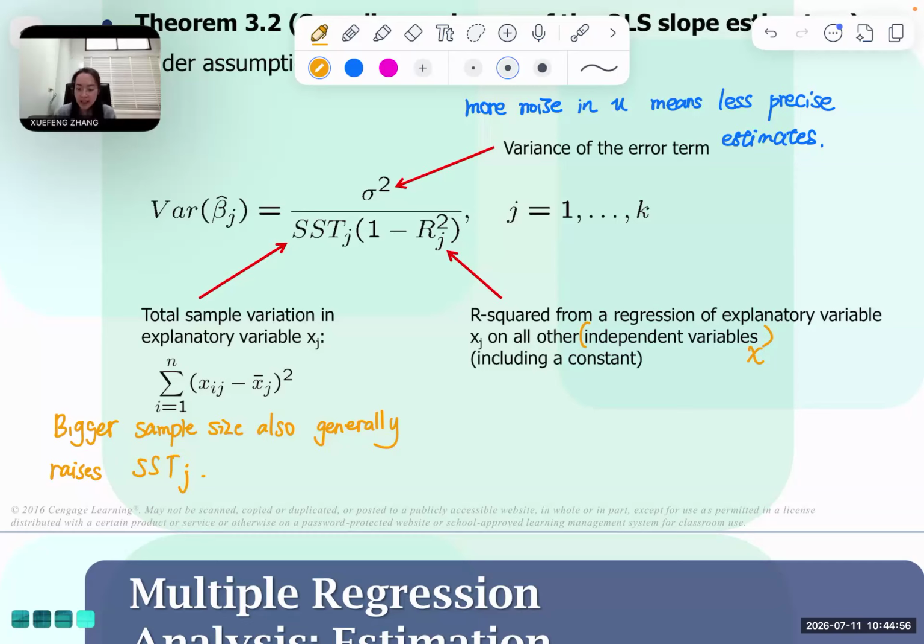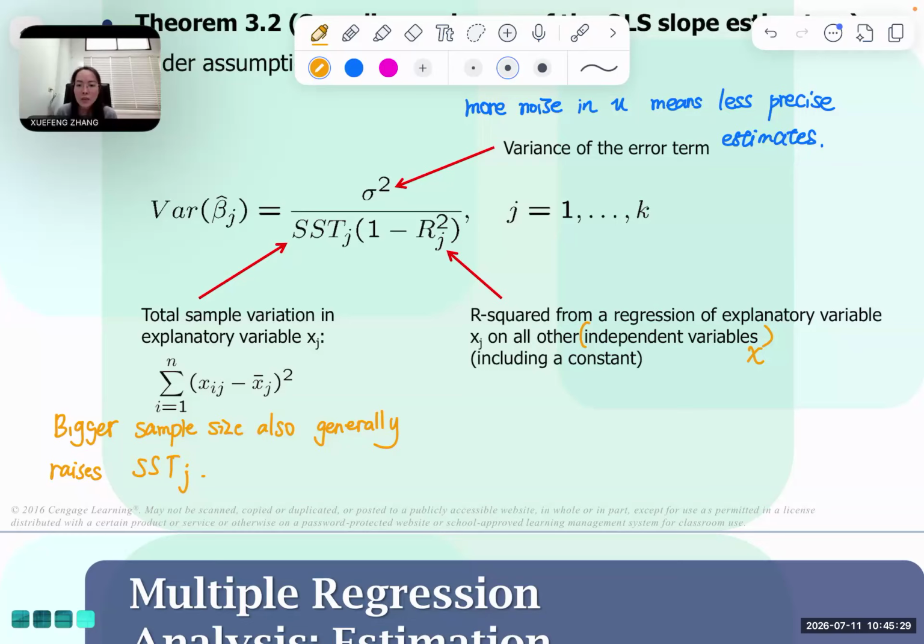This means that it's the R squared from regression xj on all the other x. In words, how well the other x can predict xj. If xj is highly correlated with the other x, Rj squared is close to 1. If Rj squared is close to 1, then 1 minus Rj squared shrinks towards 0, right? And the variance blows up. This is the price of collinearity.